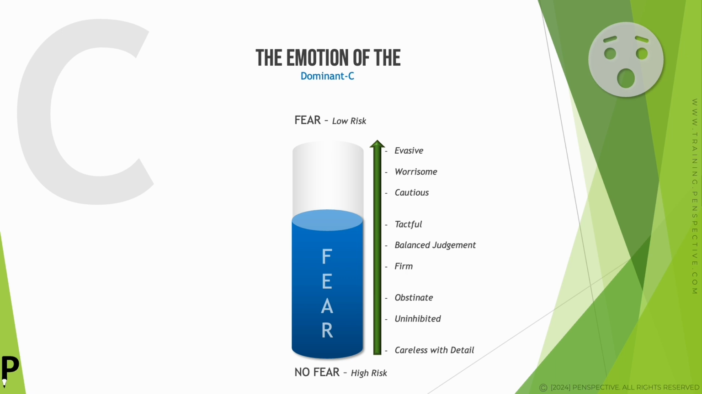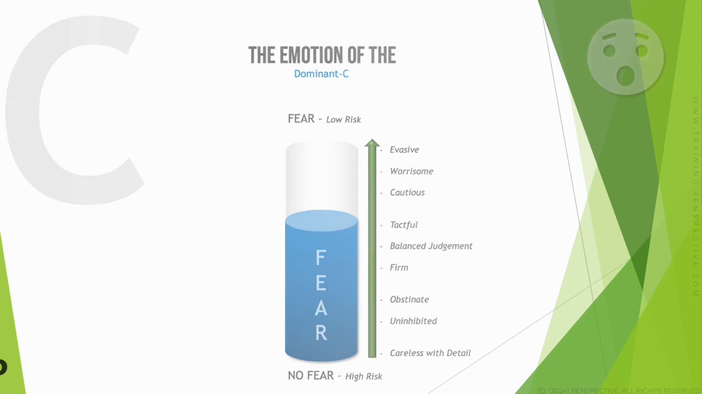Understanding the emotional underpinnings of the dominant C personality can help foster effective communication and collaboration in team settings. By acknowledging their preference for structure and predictability, colleagues and managers can provide support and guidance that aligns with their needs and strengths, ultimately fostering a more harmonious and productive work environment.